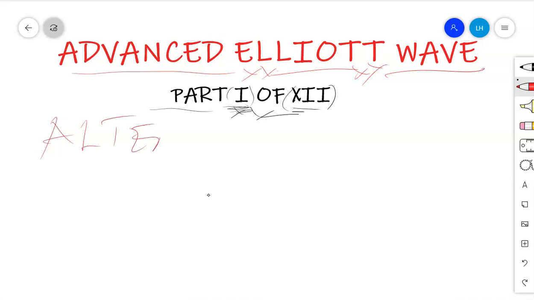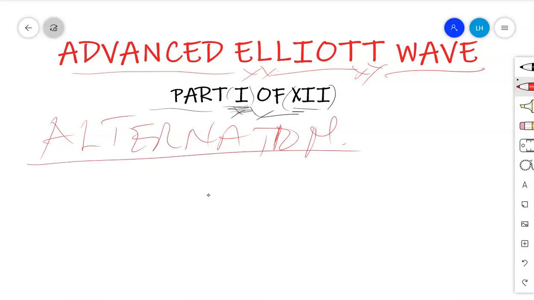We have what we call alternation. This is the first guideline, or the first thing that we are going to cover in the advanced Elliott wave course. With the guideline of alternation, we are going to see how various wave structures according to Elliott wave can have possible variations in the market, due to changes in the mood of the people who influence or drive the movement of the market.